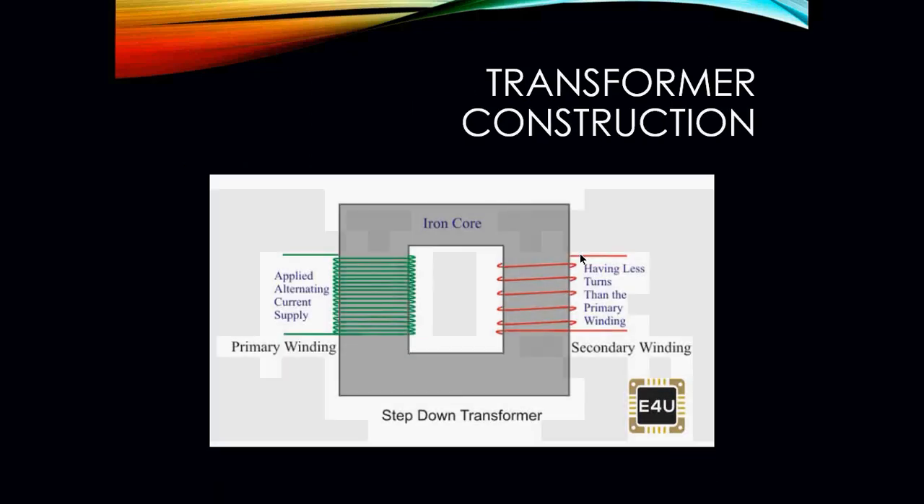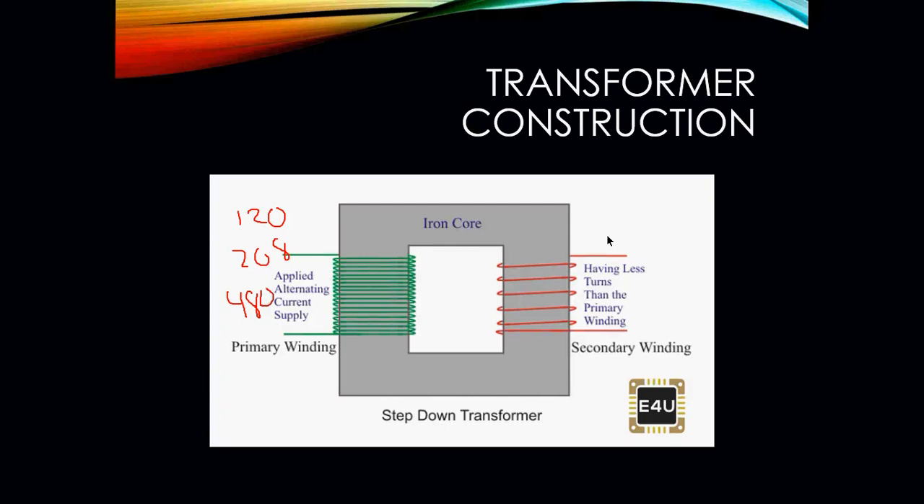Okay, so the transformer is constructed with a primary winding and a secondary winding. We are using applied alternating current as our source for our primary side. So this could be 120 volts. This could be 208. This could be 480 for all we know. Anything that is being applied to the primary winding, we are now going to produce on the secondary side.